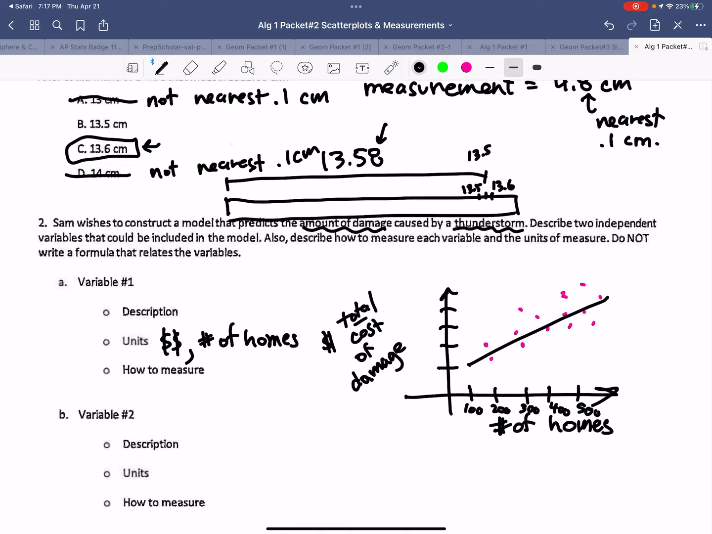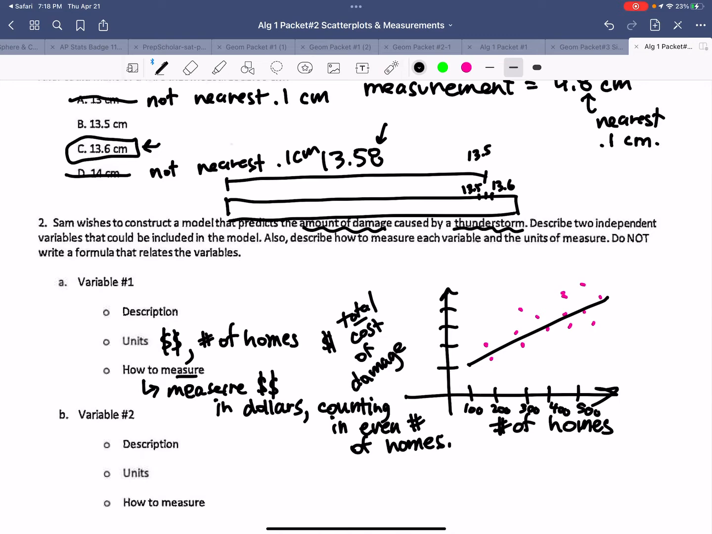How would I measure it? I would measure money in dollars. I don't want to measure in rubles or euros, right? How would I measure number of homes? Counting, right? In even homes. So if half your home is damaged, I'm not going to take a decimal. I'm just going to count that. If you had any amount of damage, you would count it as one home. Even number of homes.